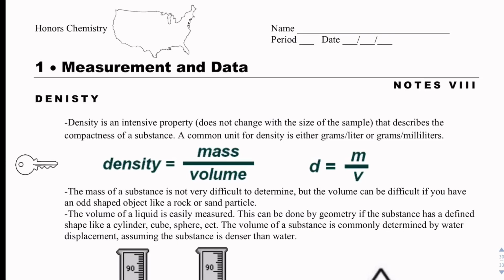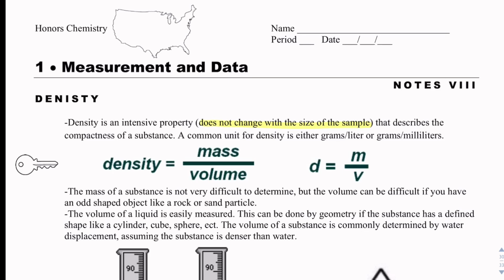In this video, we are going to go over density, what it is, and how to do the math involved with density. So, density is an intensive property. Intensive properties are ones that do not change with the size of the sample. So, whether you have a lot of gold or just a small little nugget of gold, it doesn't matter. The density of that gold is still going to be the same.